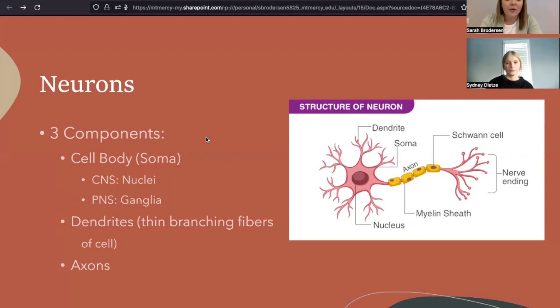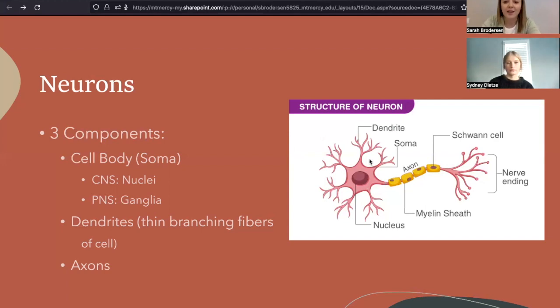So the cell body or soma is mainly found in the central nervous system. Multiple cell bodies within the central nervous system are called nuclei. If they're within the peripheral nervous system, they're called ganglia. Ganglia's main function is to move impulses to and from the central nervous system. So the soma is going to be here. It's going to be in the centralized area, and that's going to be the main part of the neuron.